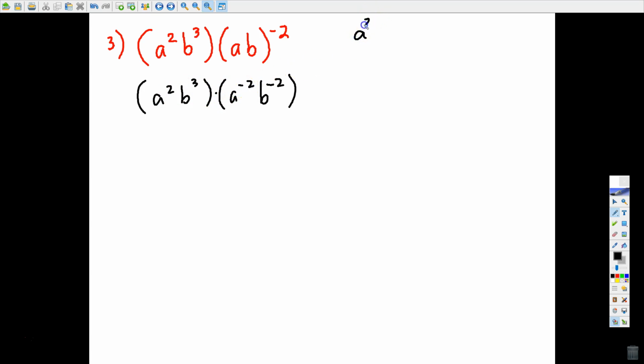It'd be like saying a to the 2 plus negative 2 power, which means a to the 0 power, and anything to the 0 power is just 1. Okay? So I got 1 from multiplying these a terms together. Now let's do the b's. Same property. I'm multiplying, the bases are the same, so I add their exponents together. It's like b to the 3 plus negative 2 power. And 3 plus negative 2 is 1, and that just makes b to the first. So the final answer here, don't really need the 1 times. The final answer is just b to the first, or just b.